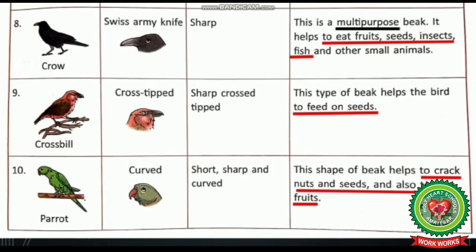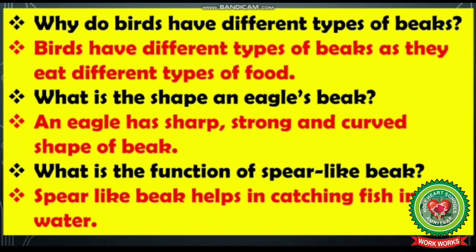Now let's revise. Why do birds have different types of beaks? Birds have different types of beaks as they eat different types of food. Number 2. What is the shape of an eagle's beak? An eagle has sharp, strong and curved like beak. Now last, what is the function of spear-like beak? Spear-like beak helps in catching fish in water.